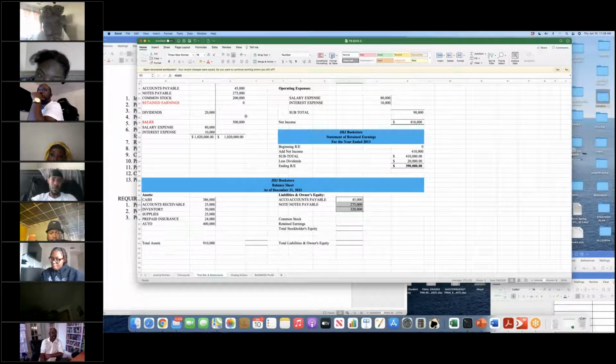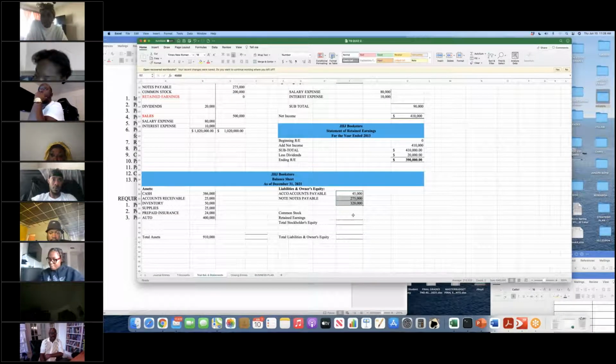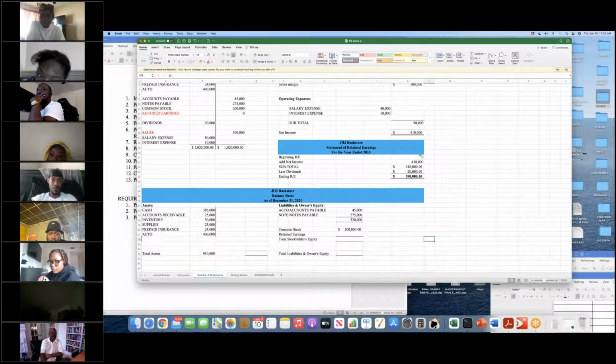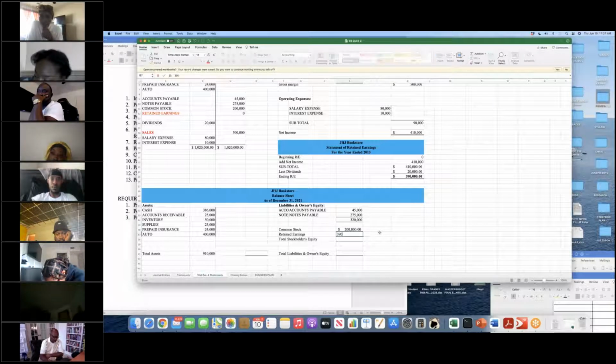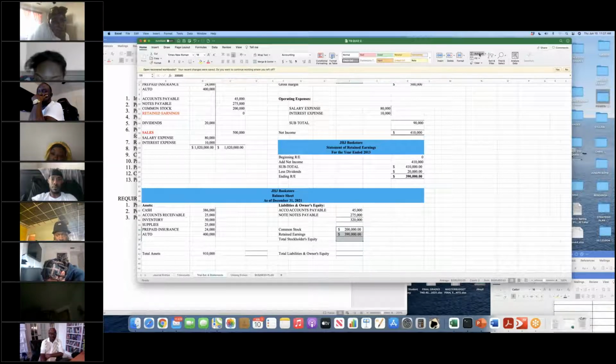Now I need to get my common stock and my retained earnings. Common stock was 200,000. But my retained earnings is not my initial retained earnings of zero. It's this final retained earnings of 390,000. So whatever I have on the statement of retained earnings as the ending retained earnings, I'm going to put that here. Then I'm going to add my total stockholders' equity. And I get 590.